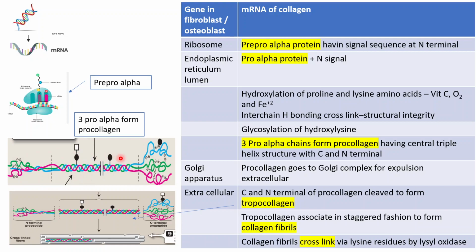So what is happening in the endoplasmic reticulum? First, the pre-pro-alpha is coming in. Then the N signal is lost, so it forms the pro-alpha protein. This pro-alpha protein undergoes hydroxylation of proline and lysine. Three pro-alpha proteins come together and form a triple helical structure, or pro-collagen. Now this pro-collagen goes to the Golgi apparatus.